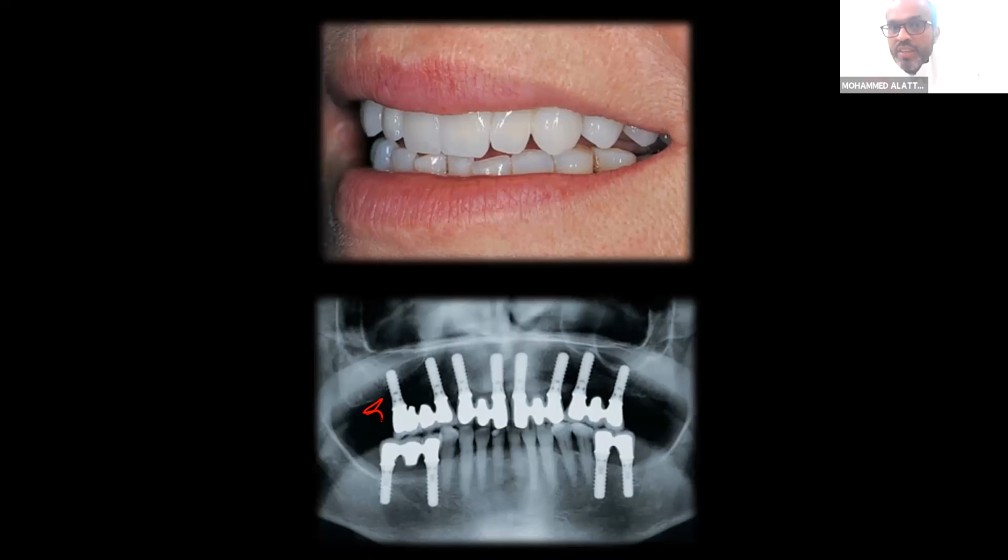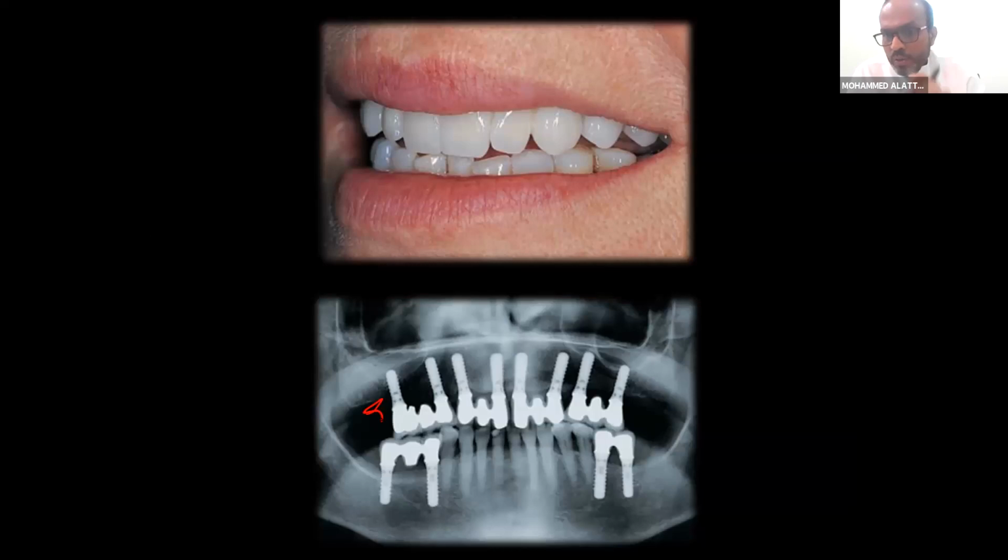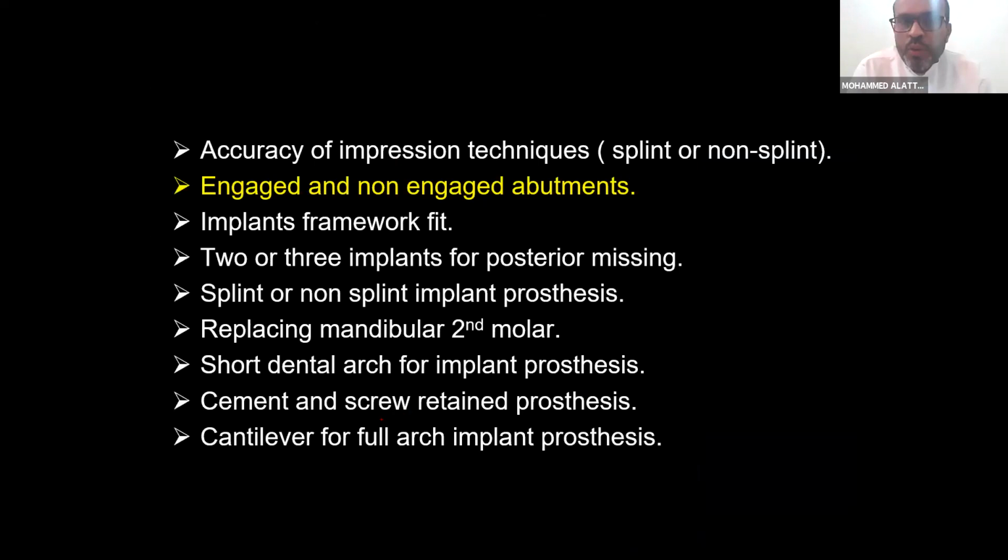Like this case, it's done as cement-retained. Any misfit that happens, you can adjust by grinding from the inside of the porcelain or from the abutments. But for the screw-retained prosthesis, definitely you need to do a connection or a splinting of your impression coping.